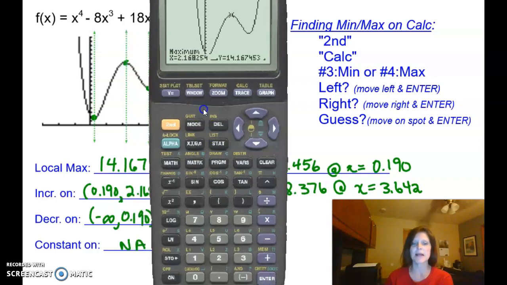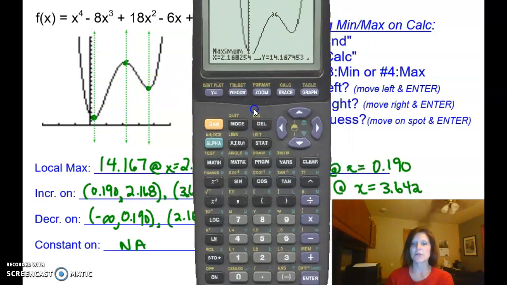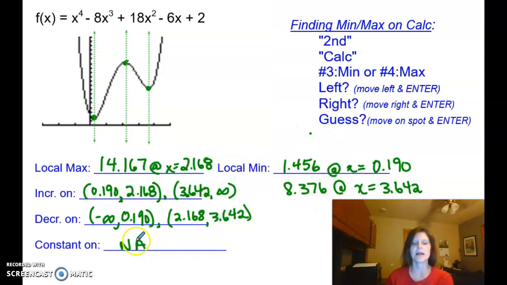It thinks a minute, and now it tells me my maximum is, and it gives you an ordered pair, but you have to remember the maximum is actually the y value of that, and it occurs at the x value. This third point over here, I will just tell you, is at x equals 3.642, and the y value would be 8.376. Using that, we can come up with increasing and decreasing intervals.